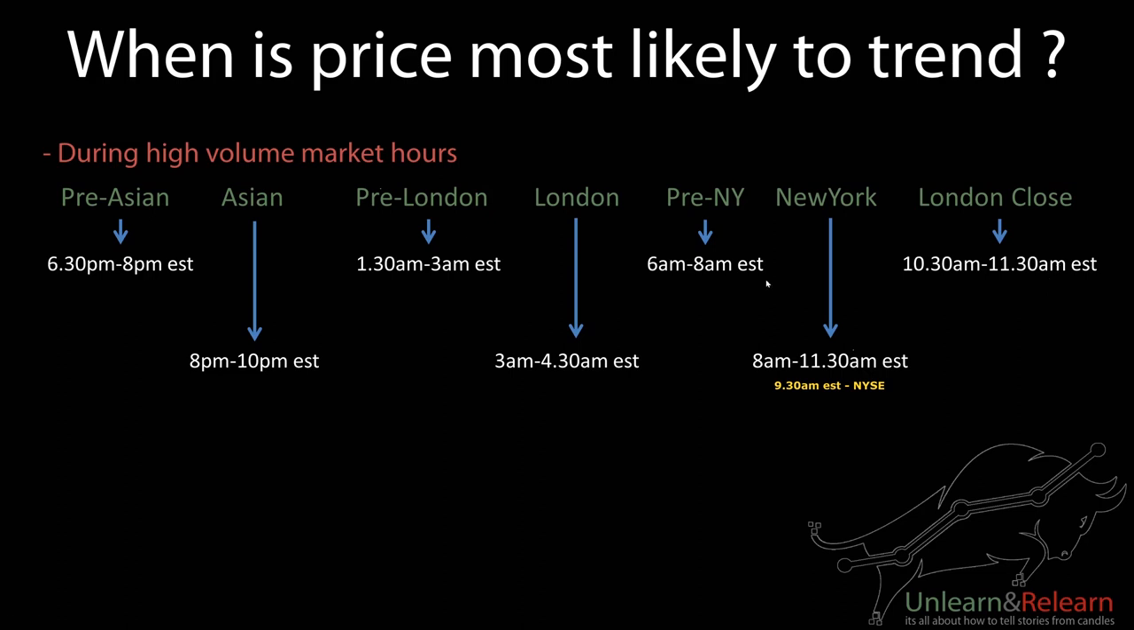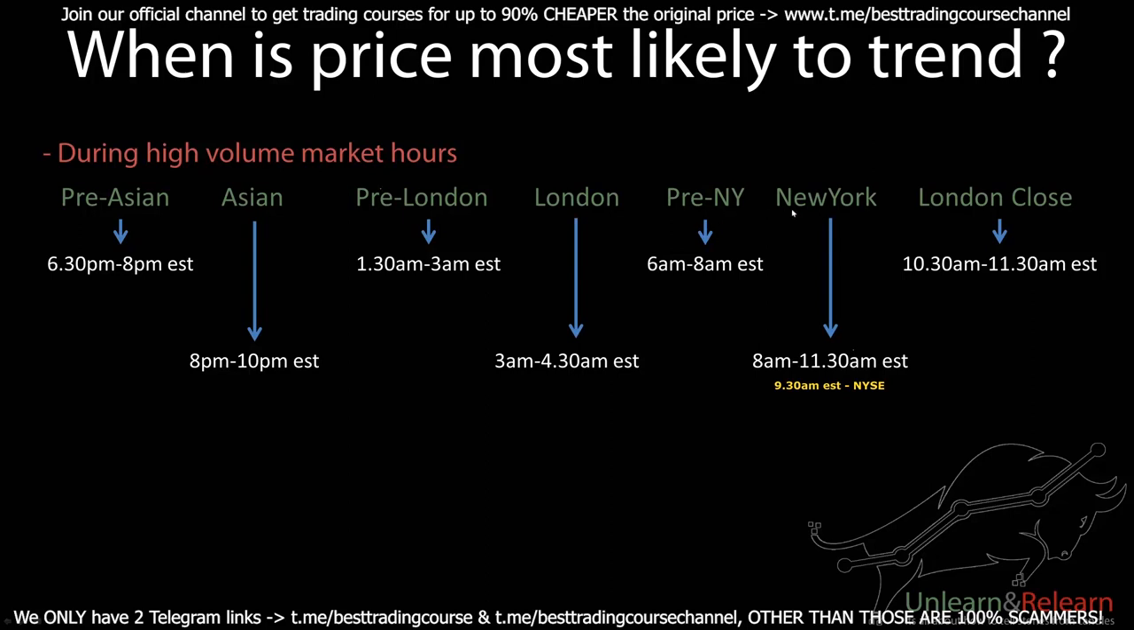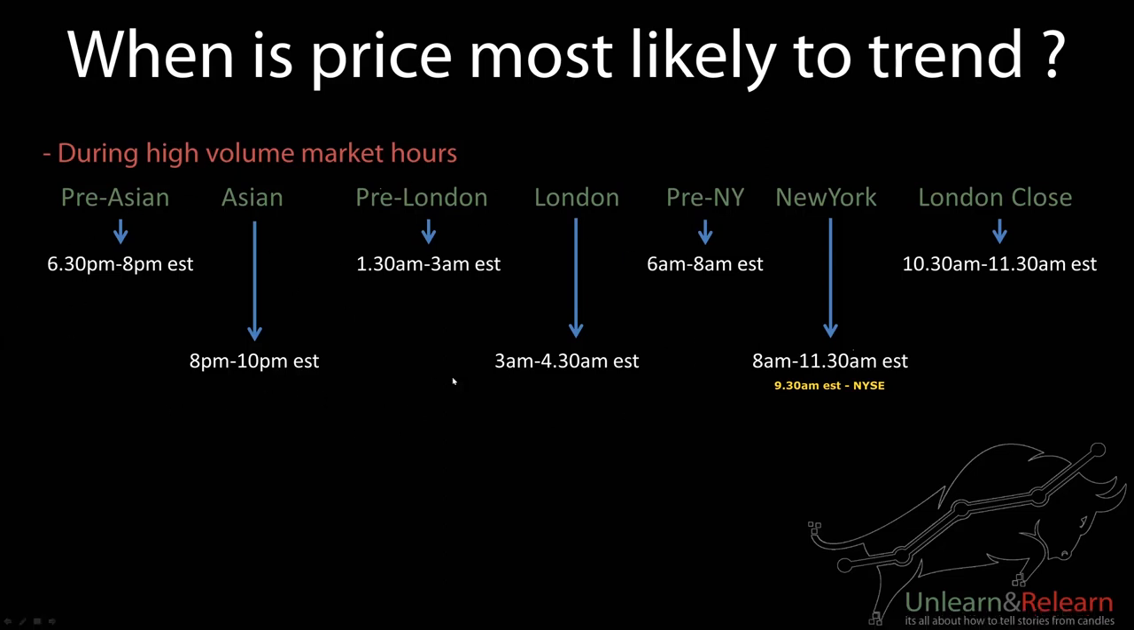When we first started, I used to focus on the pre-Asian, pre-London, pre-New York, New York, and the London close. This was a bad cycle because I would make profits in pre-Asian, I would lose those profits in the London session, and then I would play catch up in the New York session, and I would always win in New York. So I looked at it and thought, if I'm only losing in the London session, maybe it makes sense to just stop trading it.